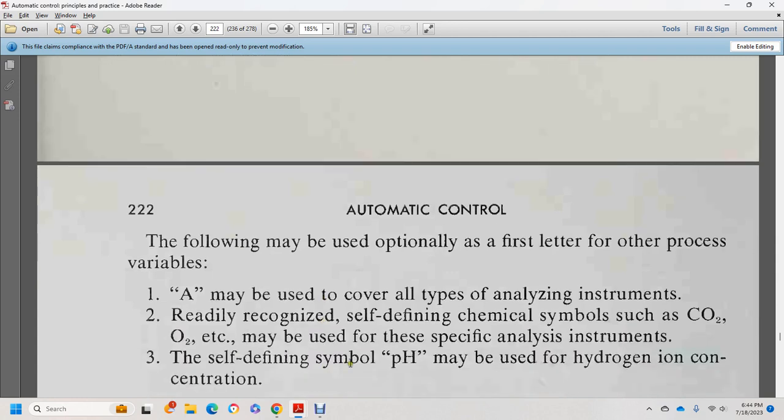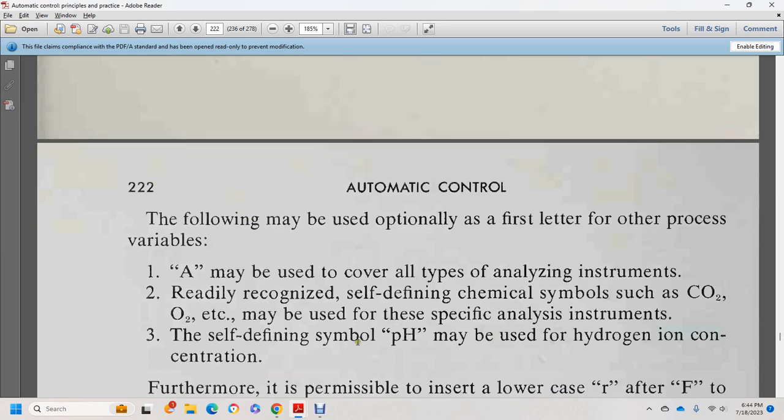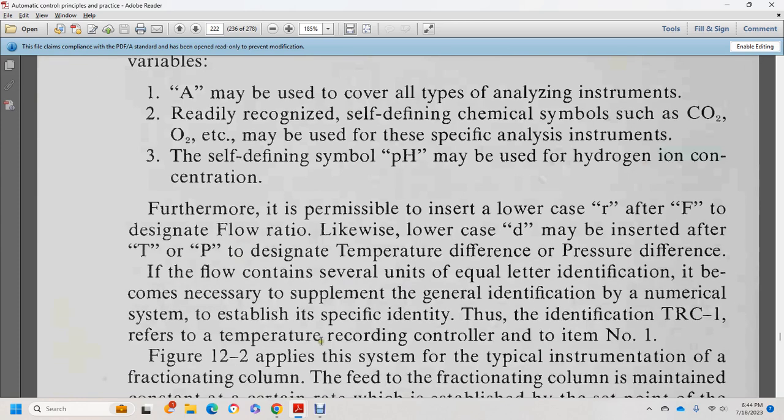A may be used to cover all the types of analyzing instruments for reading, recognizing chemicals such as carbon dioxide, oxygen, etc. You may use the specific analysis of the instrument with a self-defining symbol. The pH may be used for the hydrogen ion concentration. Furthermore, for the measurement, insert a lowercase r after F to designate flow rate, likewise lowercase D inserted after F, T and P to designate temperature difference and pressure difference.